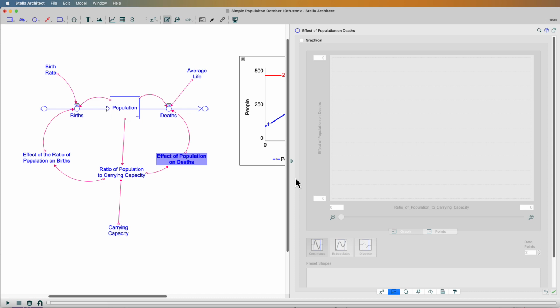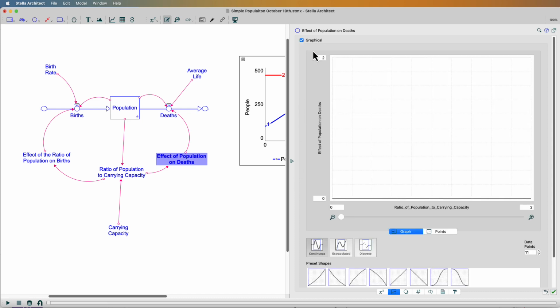And again, I click on the graphical. I think I want to have a hard limit, so I'm going to make this 1 again. And the question, even if I'm picking one of these down here, is what do I want the slope to be like. That should be the first question. So as I am approaching 1 here, as my population is increasing and approaching my carrying capacity, that ratio will turn to 1. How do I want that to have an effect on deaths?